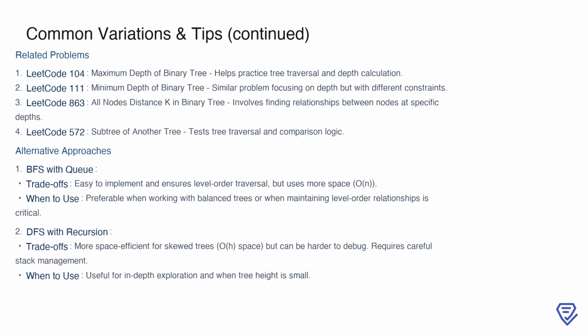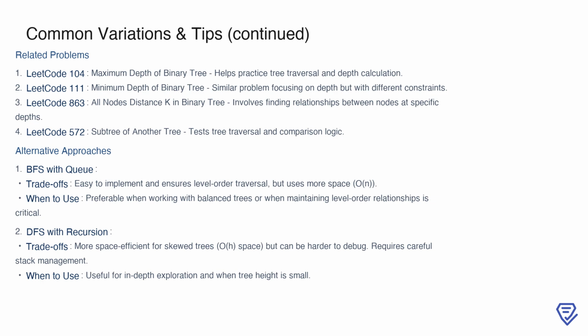Beyond related problems, let's consider alternative approaches. Using BFS with a queue is a straightforward way to ensure level-order traversal, and it's particularly useful when the tree is balanced. However, it does require O(n) space. On the other hand, DFS with recursion is more space-efficient for skewed trees, as it only requires O(h) space. This makes it a better choice when the height of the tree is small, but it requires careful management of the recursive stack.